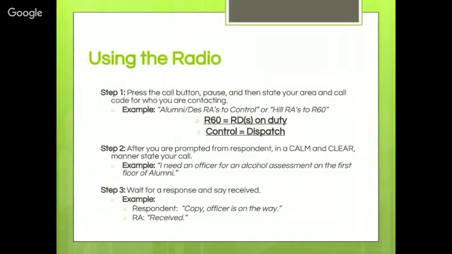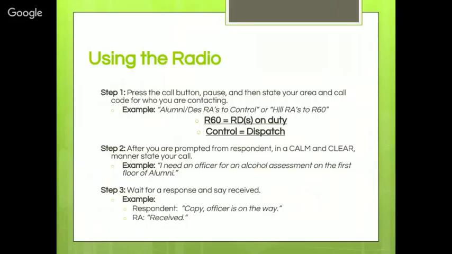Now, step 2, after you're prompted from the respondent, which is either the RD on duty or control, in a clear and calm manner, you're going to state the reason why you're making the call. So for an example, you're going to say, I need an officer for an alcohol assessment on the first floor of Alumni. Now, there's 2 important pieces to this.